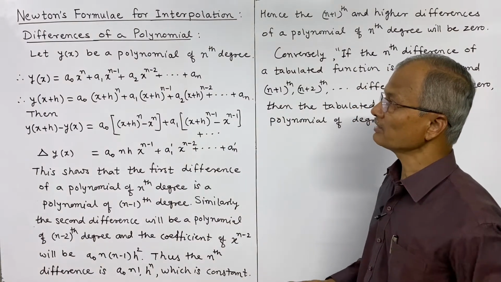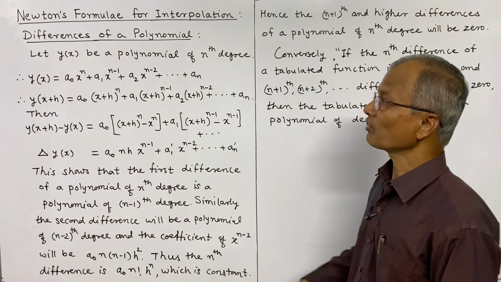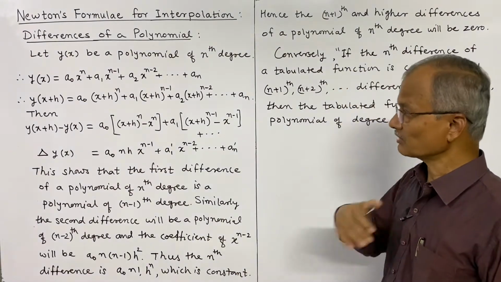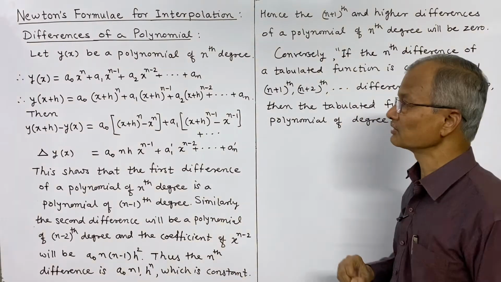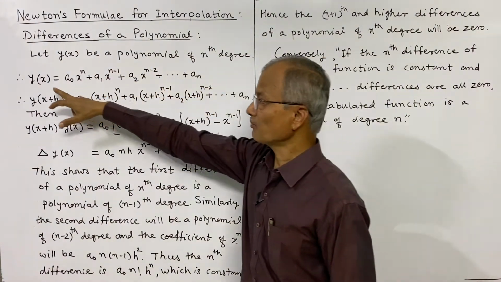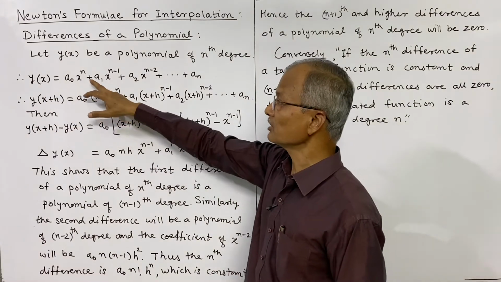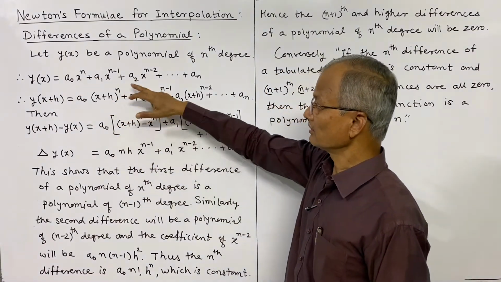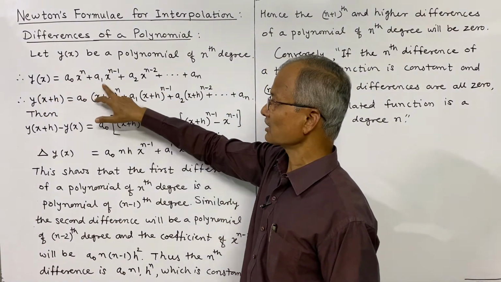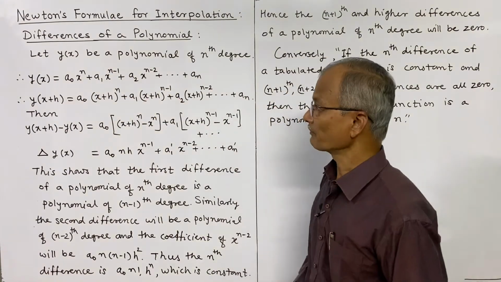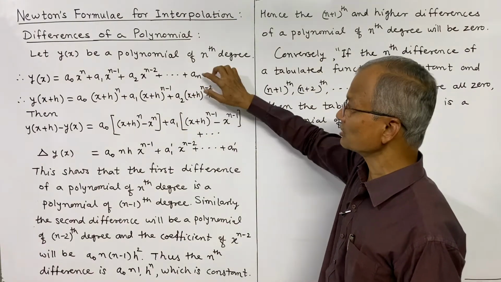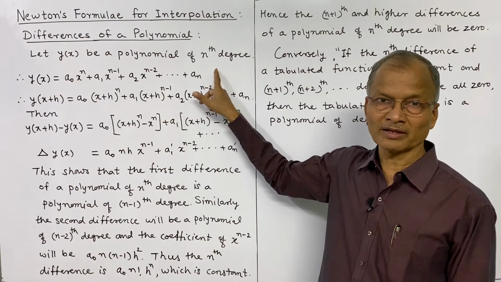But before that we will see an important result which is about differences of a polynomial. The result is simple and to save time I have written the result. We will see the meaning of this result. Let y of x be a polynomial of nth degree. Then that polynomial can be written like this. Nth degree means the maximum power of x in the terms is n. So it is written as a0 x power n plus a1 x to the power n minus 1, in decreasing order of powers of x, plus a2 x to the power n minus 2 and so on. The last term is constant. So this is an expression of an nth degree polynomial.